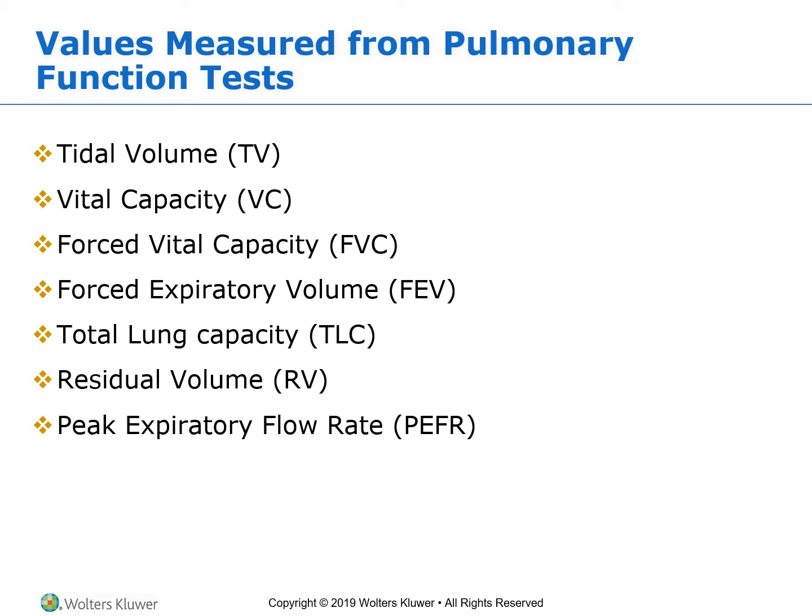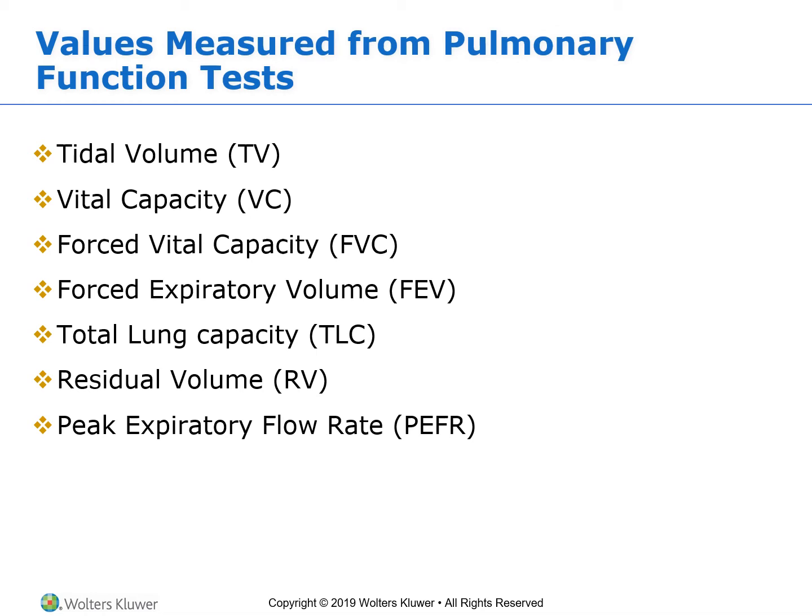So tidal volume capacity, that's the amount of air that we inhale and exhale in each breath. The vital capacity is the maximum amount of air that we exhale after we've taken the maximum amount of inspiration that we can. The forced vital capacity, this is the maximum amount of air that can be forcefully exhaled after a full inspiration. The forced expiratory volume, that is the amount of air that is exhaled at a specific time interval, like the first, second, and third second after a full inspiration.